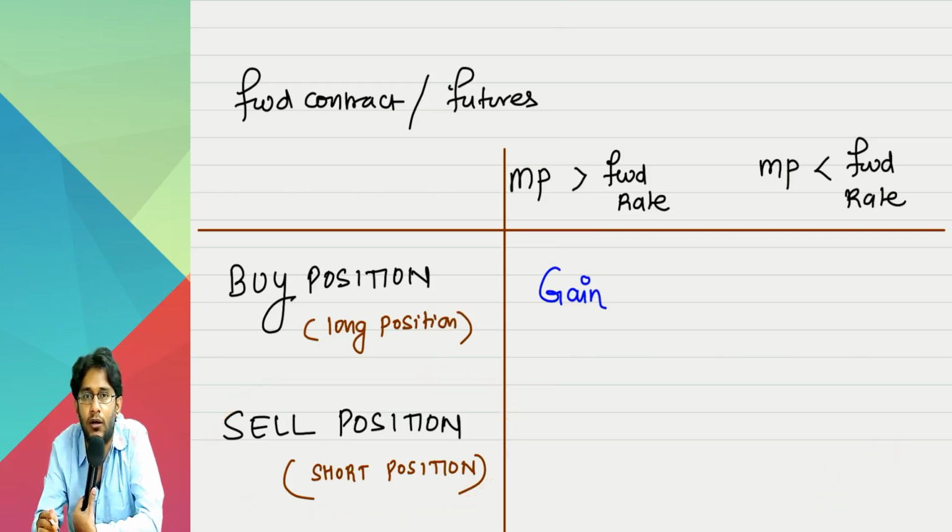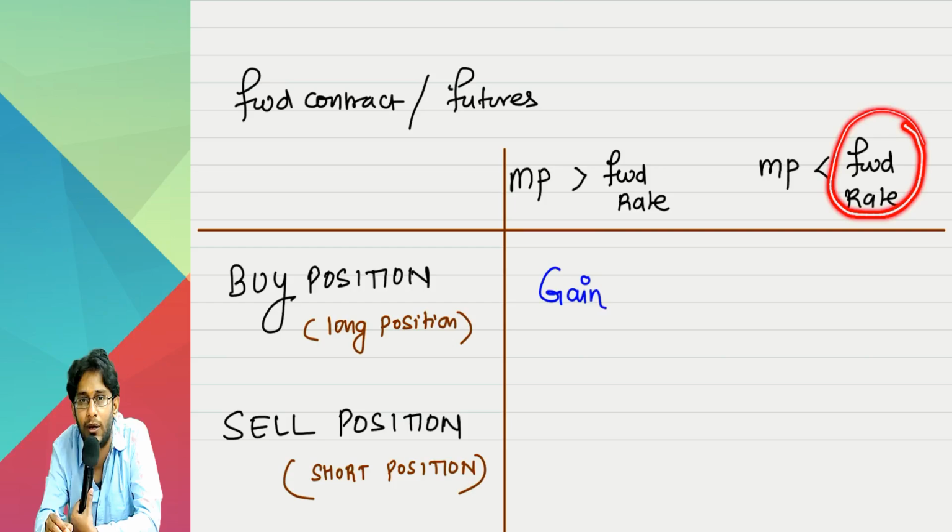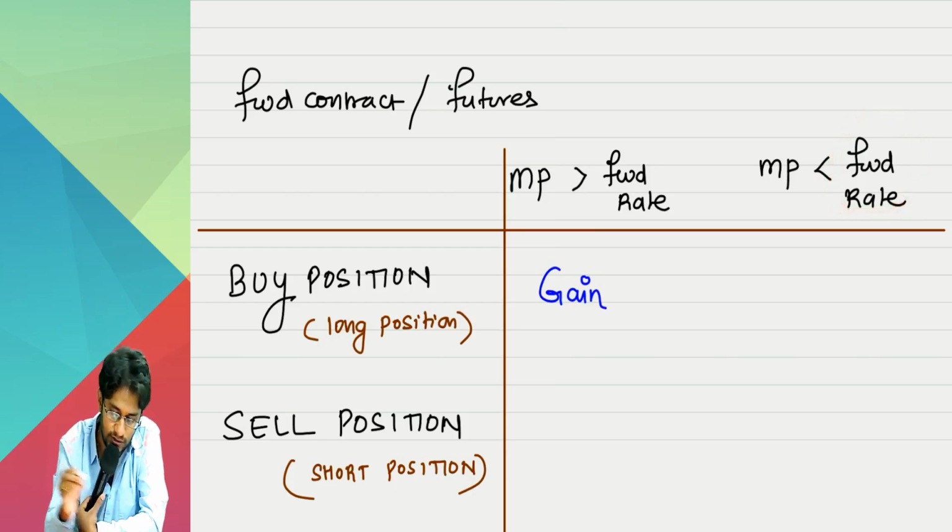Sell position means what? I agreed to sell something in future. At what rate? Forward rate. But the actual market price is less than that. It's like I agreed to sell at 100, market price is 70 only. So agreeing to sell at 100 is better than selling at 70, no? So definitely I am in an advantageous position. This also is a gain.